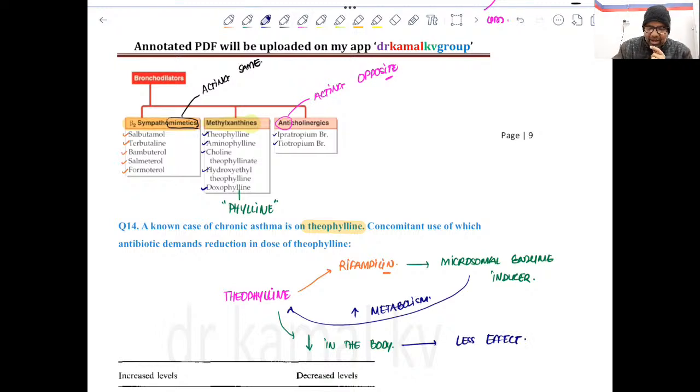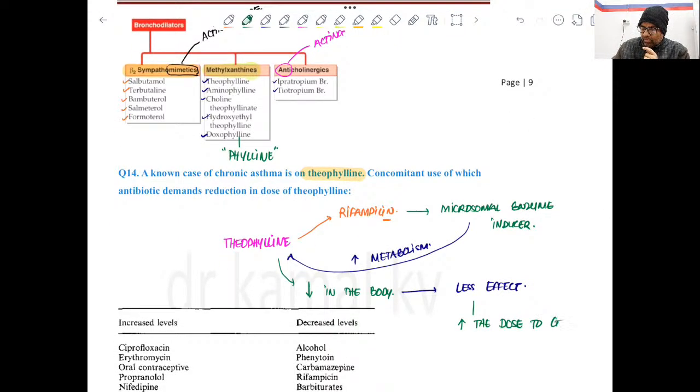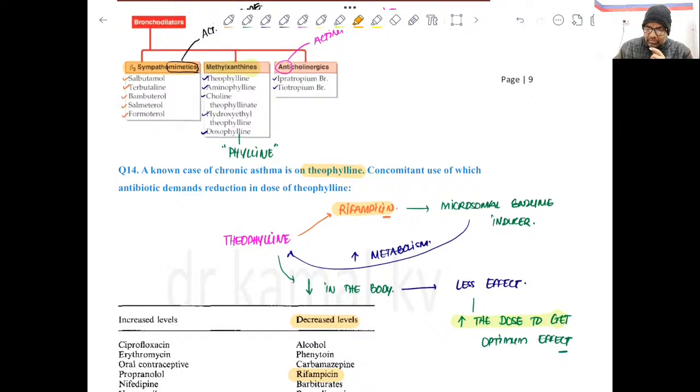So if we wish to get back the effect, what do we need to do? We need to increase the dose to get optimum effect. Clear? So this is one condition where a drug given along with theophylline is increasing its metabolism, and therefore we have to increase the dose of theophylline. Classically this is rifampicin, which causes decreased levels of theophylline, and therefore you have to increase the dose of theophylline to increase its level in the body. Clear? This is one concept.